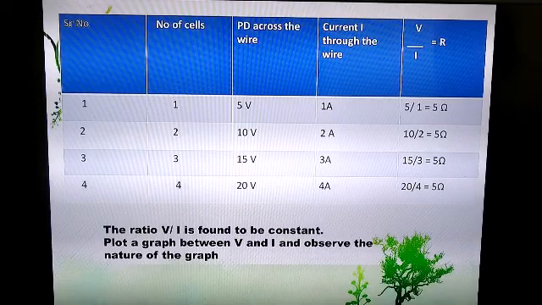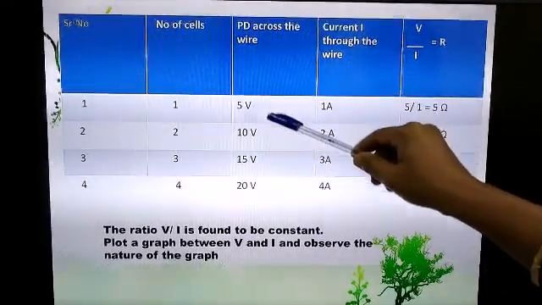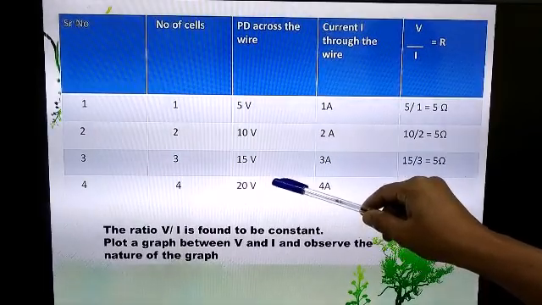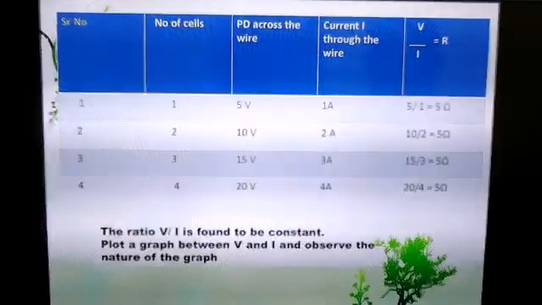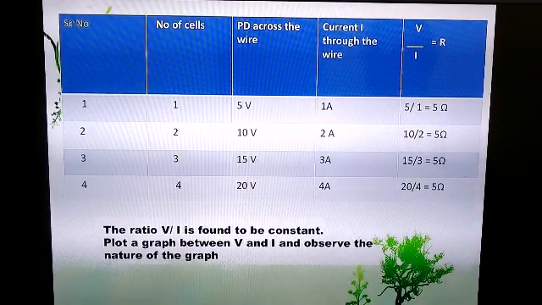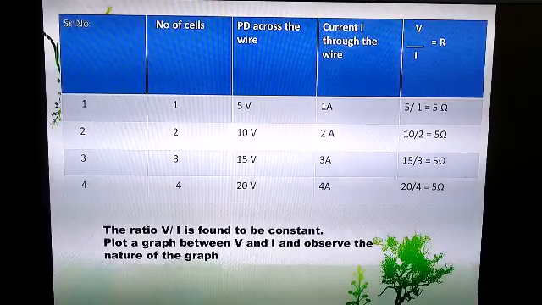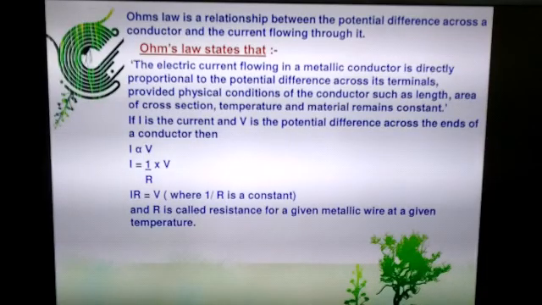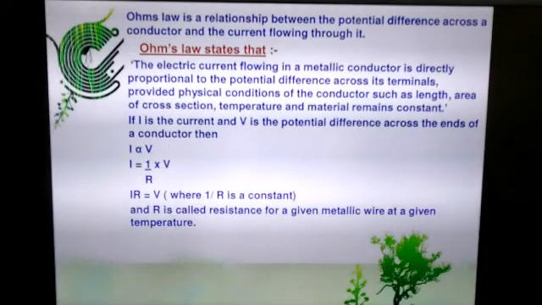So what do we understand from this table? That as current increases, the potential difference also goes on increasing, isn't it? Or if we go on decreasing the current, the potential difference also decreases with the current. That means current is directly proportional to potential difference. So as I said, electric current is directly proportional to the potential difference.